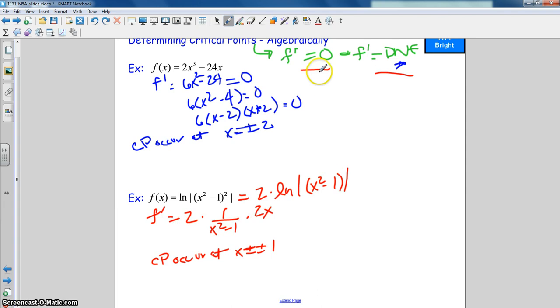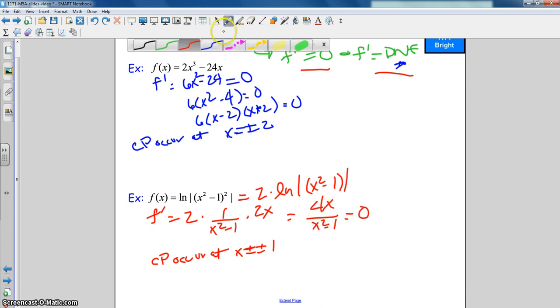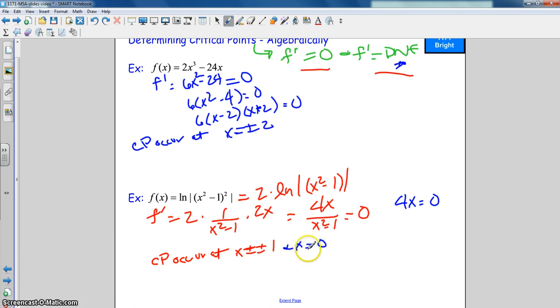In the other case, when this is equal to 0, this is really just saying when is the numerator equal to 0. So I'm just going to rewrite this as 4x over x squared minus 1. If I set this equal to 0, the denominator plays no role. So this is the same as saying, when is 4x equal to 0? And so I get x is equal to 0. So I also have a critical point occurring at x is equal to 0. Okay, so 2 different conditions to determine critical points.